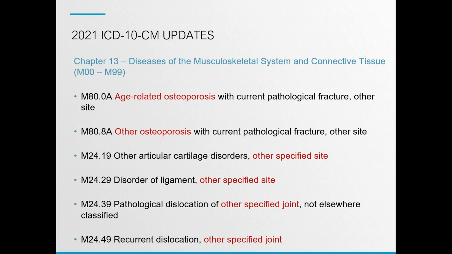There are new codes in the M24 category for other articular cartilage disorders, disorders of the ligament, pathological dislocation, recurrent dislocation, contracture, and ankylosis. These new codes are scattered throughout the chapter and refer to many other types of these conditions. So you can see wherever they had these codes, for example, age-related osteoporosis, they came out with a code for other. Articular cartilage disorders, other specified site. So again, when you look at the manual, or if you pull down that handout that we include that has the raw data for ICD-10, you're going to see that most of the codes in this category are referring to other.